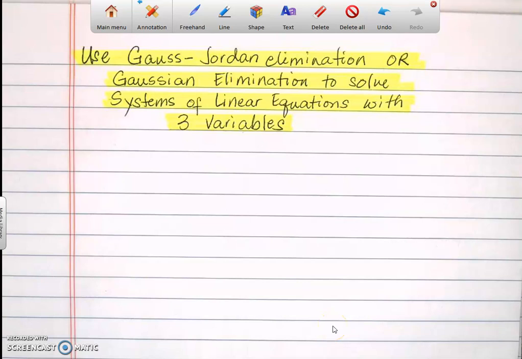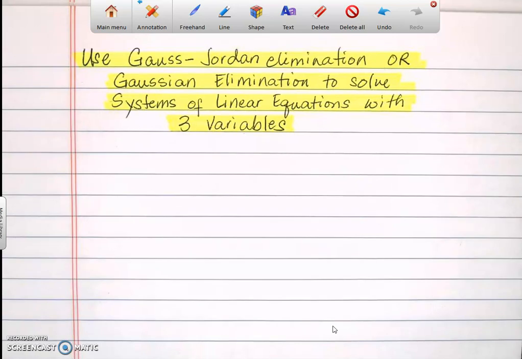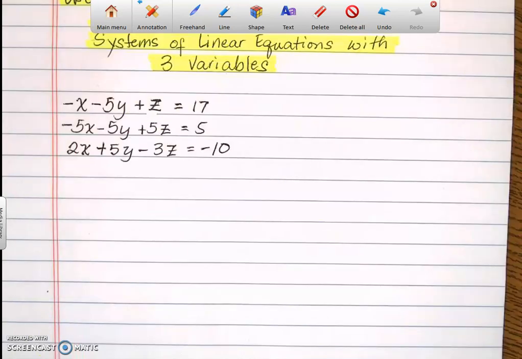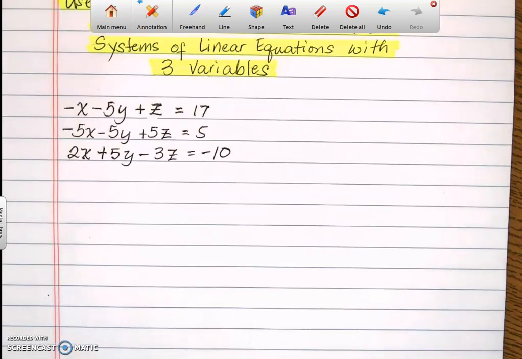All right, everyone. Today we're going to discuss solving systems of linear equations with three variables using the Gauss-Jordan elimination, or what we call the Gaussian elimination method. So we're going to use matrices. Matrices are rows and columns of numbers, and they're the coefficients of your linear equations. So let us begin. All right, so we have this as an example.